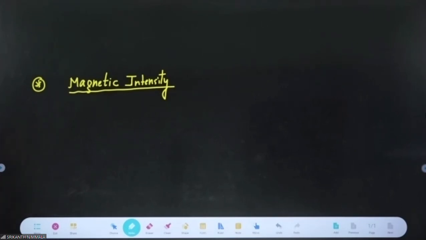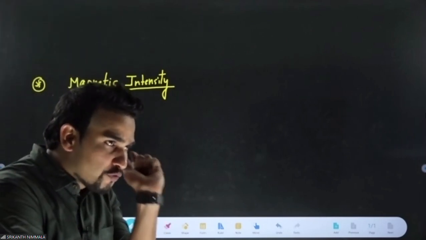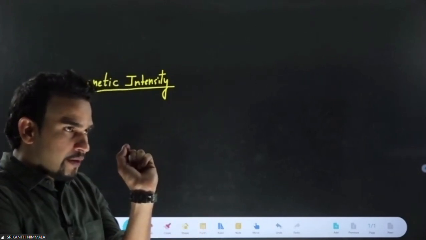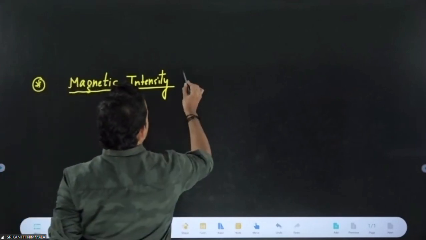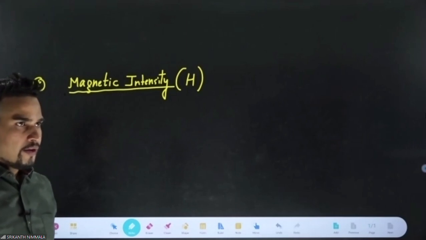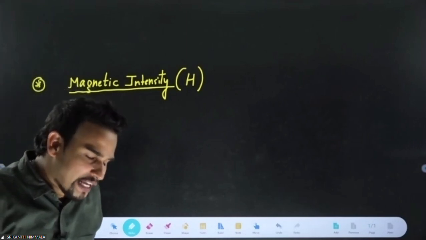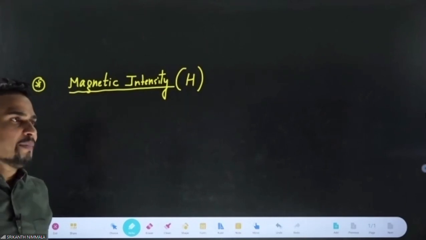Magnetic intensity. In bracket, intensity of magnetizing field or force, represented by capital H. Magnetic intensity, or second name, intensity of magnetizing field or force, represented by capital H.